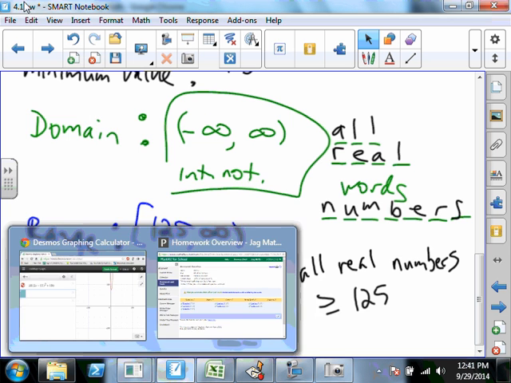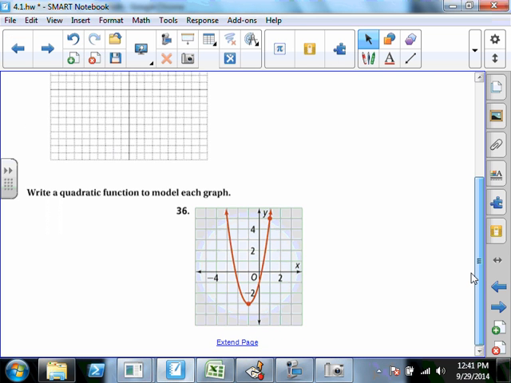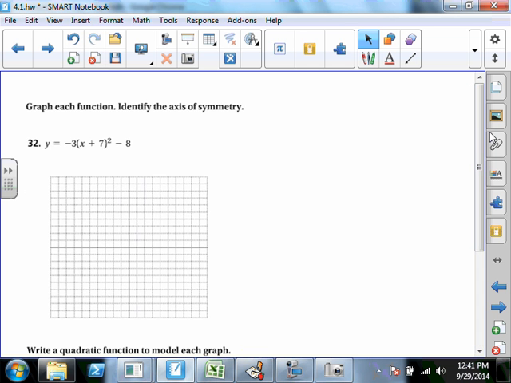So we got one more we're going to look at, and then that's it. Number 32. Here we go. Where's the vertex in 32? -7, -8. Good. Houston, we have a problem.